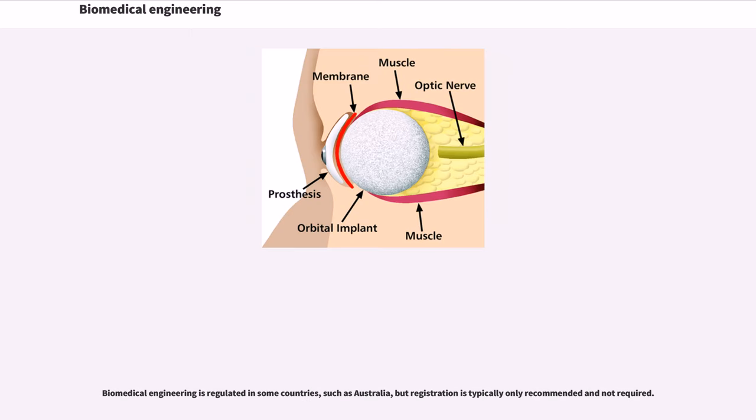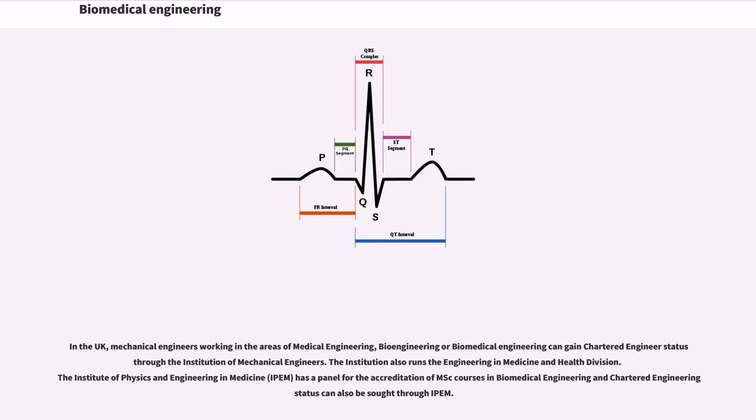Biomedical engineering is regulated in some countries, such as Australia, but registration is typically only recommended and not required. In the UK, mechanical engineers working in the areas of medical engineering, bioengineering or biomedical engineering can gain chartered engineer status through the Institution of Mechanical Engineers. The institution also runs the Engineering and Medicine and Health Division. The Institute of Physics and Engineering in Medicine, IPEM, has a panel for the accreditation of MSc courses in biomedical engineering, and chartered engineering status can also be sought through IPEM.